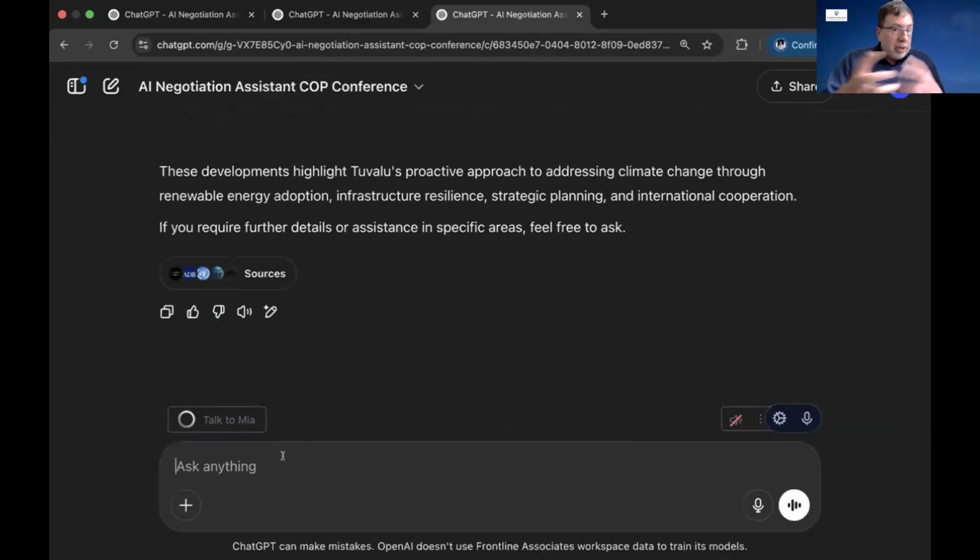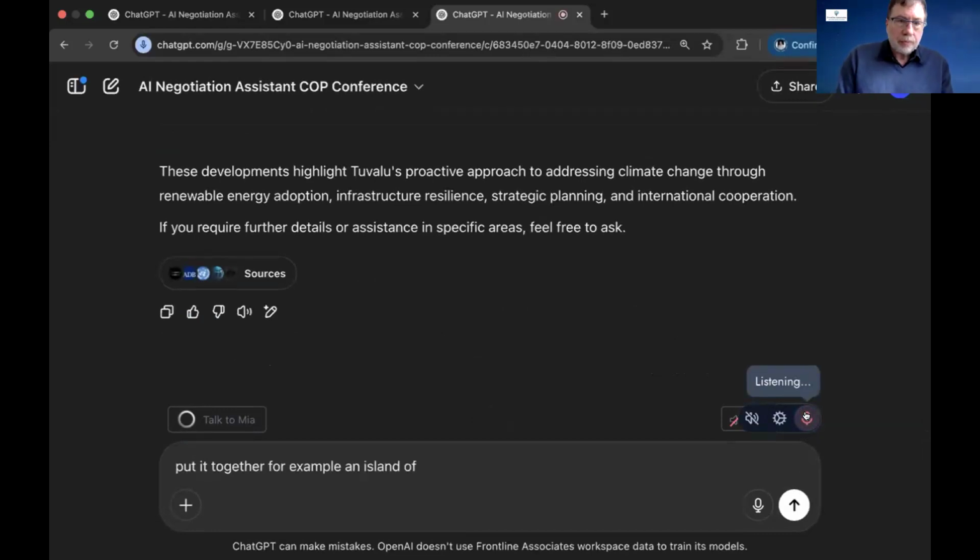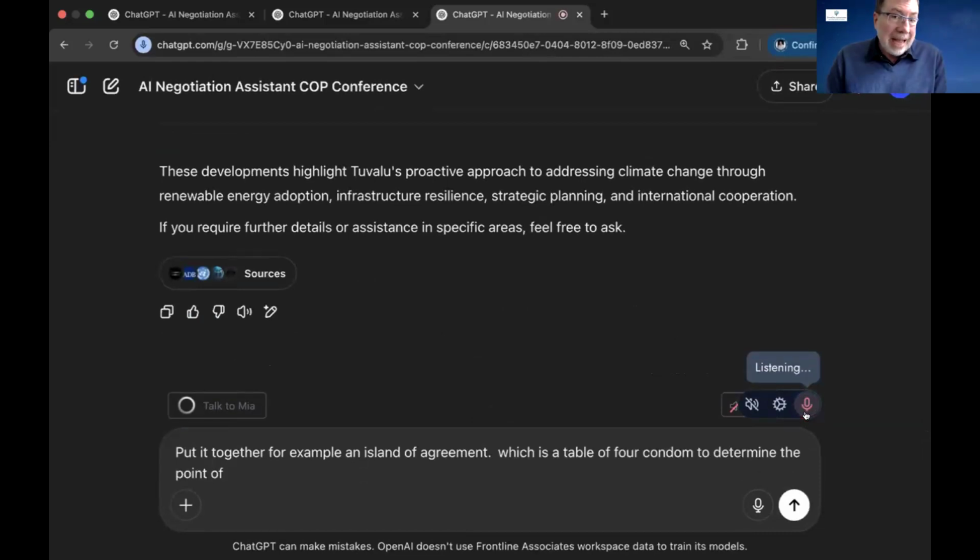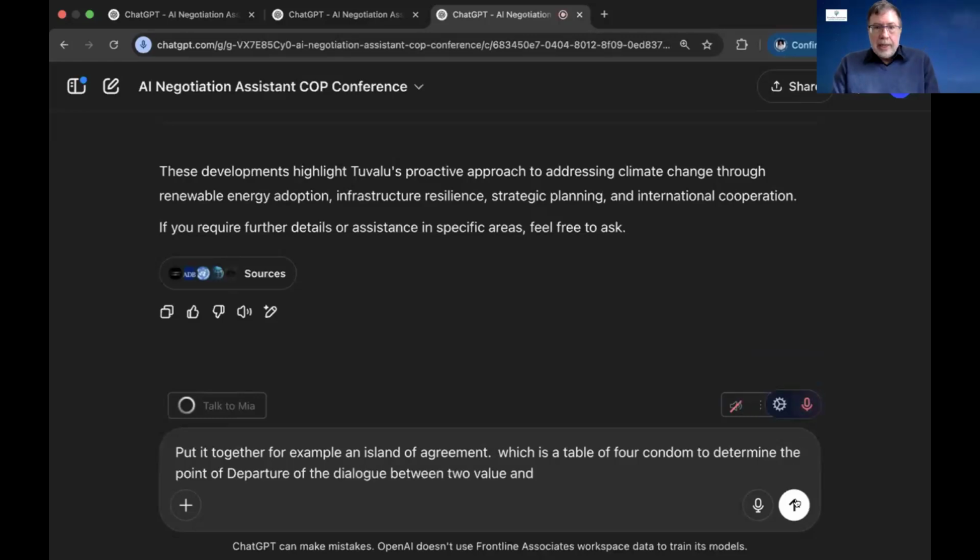And ultimately, when you have all this data, you can ask the model to start putting together, for example, an island of agreement, which is a table of 4 columns to determine the point of departure of the dialogue between Tuvalu and the Chinese delegation.